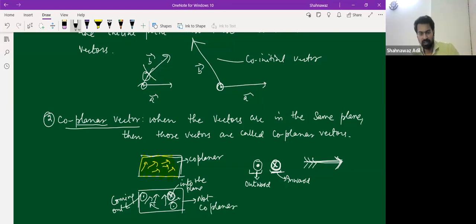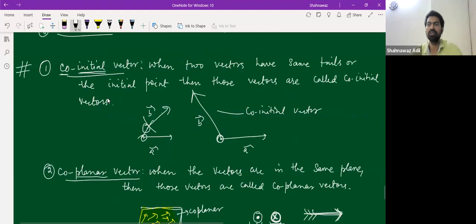Yes, sir. So why was I talking about coplanar vectors and co-initial vectors? Because you define all the operations, addition, subtraction, multiplication, with the co-initial vectors. First you have to make all your vectors co-initial, and then you can define the addition and the subtraction.